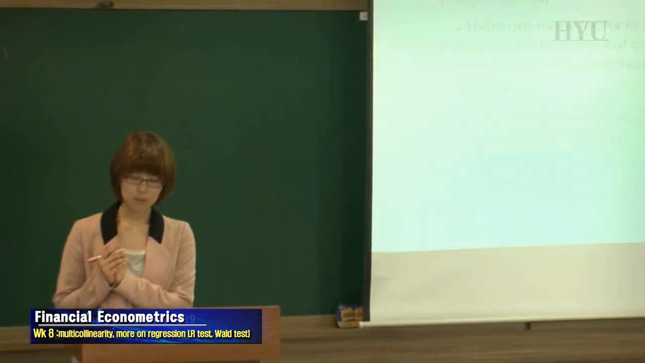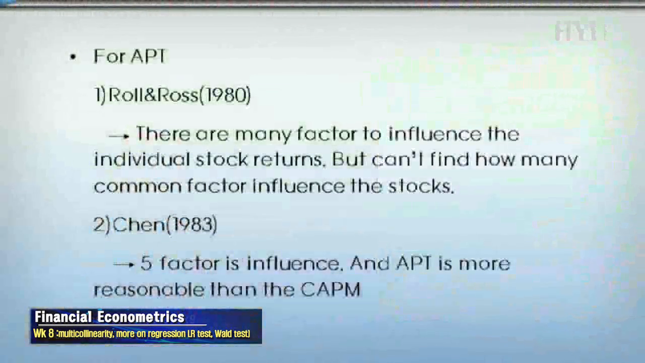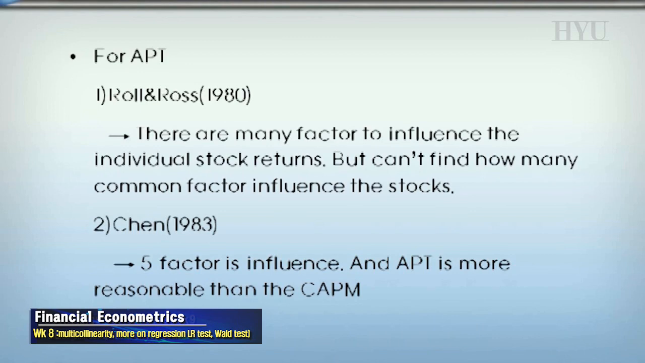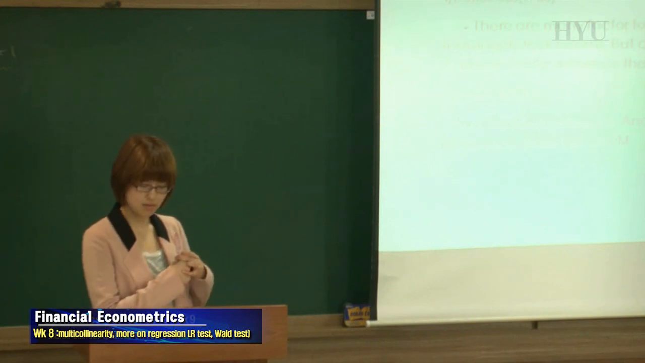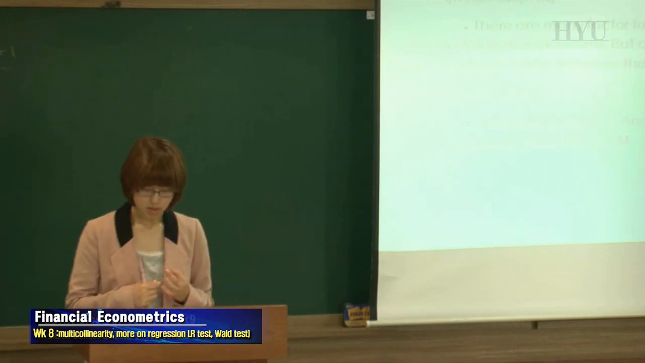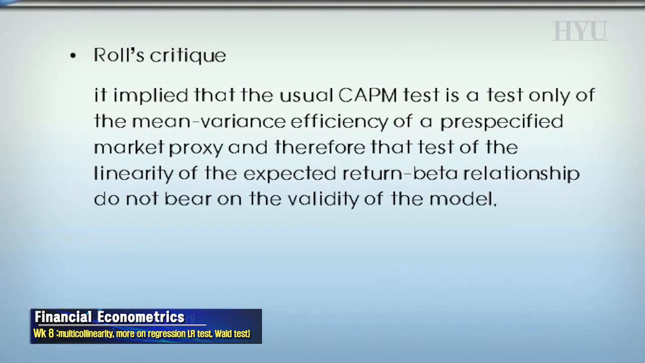First, inference to stock return. Not the same as the CAPM, but they can find how many common factors exist to influence stock returns. In Chen's study, he found 5 factors can influence stock return, but each factor doesn't show consistently by the period. And he figured out that APT is much more reasonable than the CAPM. But there are some criticisms from Roll.